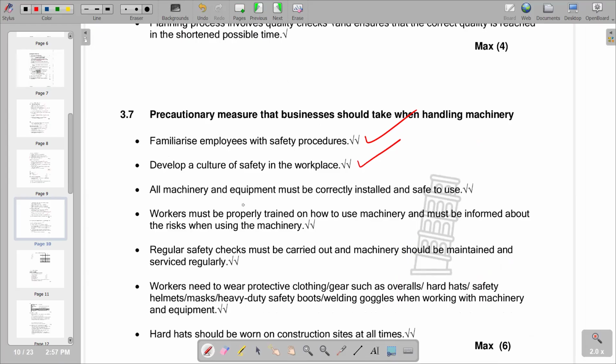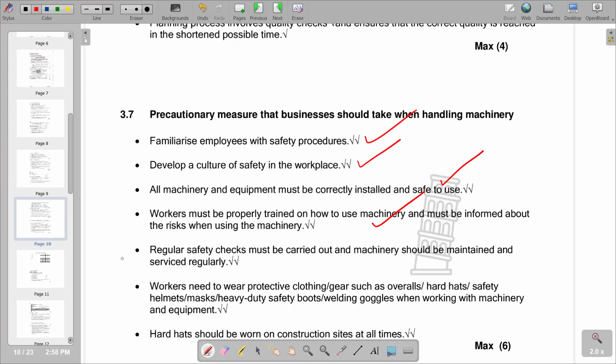Then we've got all machinery and equipment must be carefully installed and safe to use. Workers must be properly trained on how to use machinery and must be informed about the risk when using the machinery. So it is very important that workers are trained about how to use the machinery, because some of the incidents will happen because the worker does not know how to operate the machine. So those are some of the points that we can put.